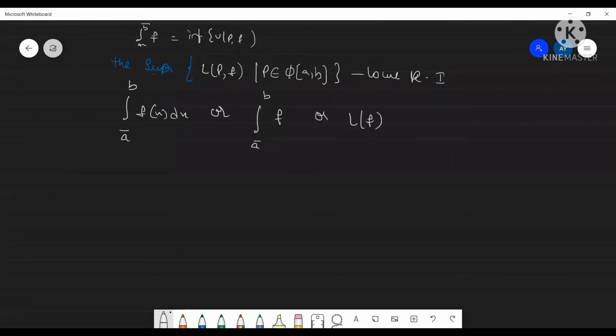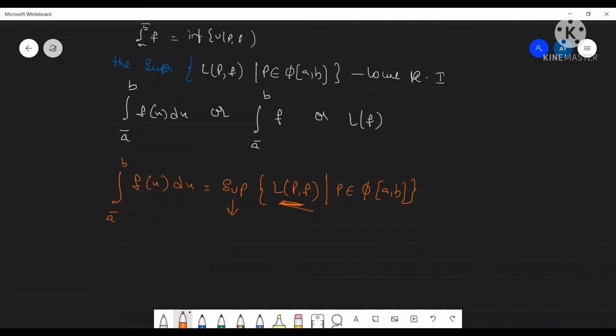Now we'll write the entire definition. Integral a bar to b, f of x dx is equal to the supremum of L(P, f) such that the partition is in the set of partitions. What is L(P, f)? The lower sums. When you take all the lower sums and put them in a set, you have to take the supremum of that. What is supremum? Least upper bound. What is infimum? Greatest lower bound. So you take the supremum of that set, then you'll get the lower Riemann integral.